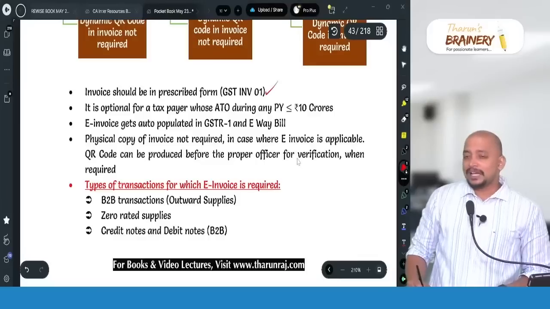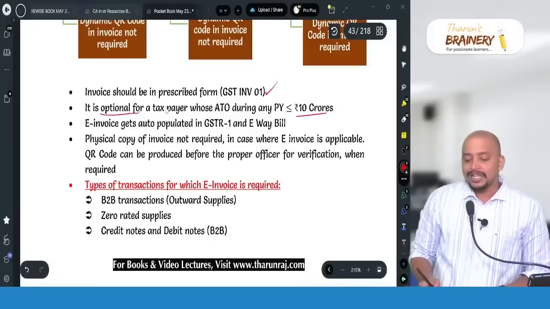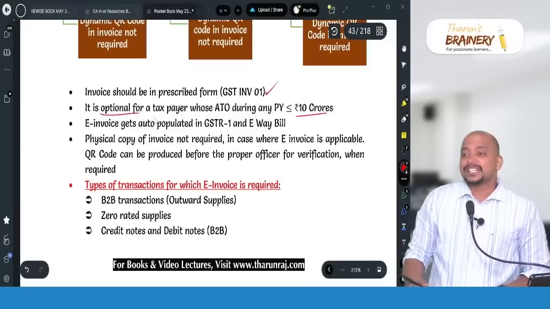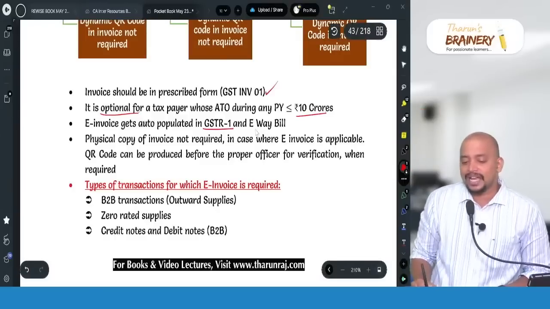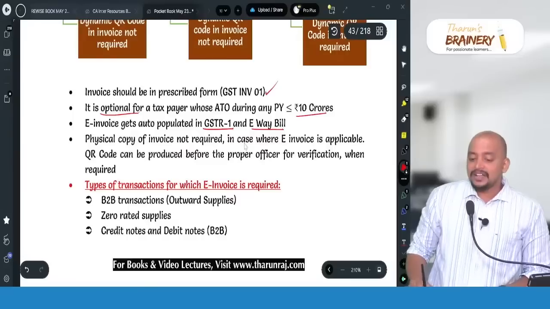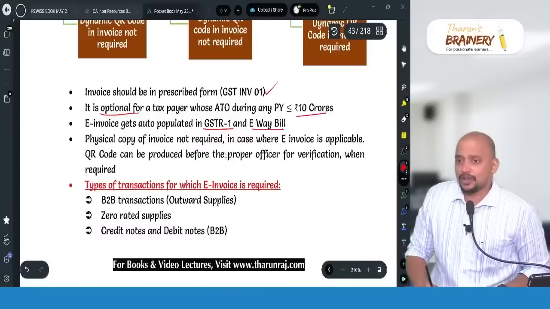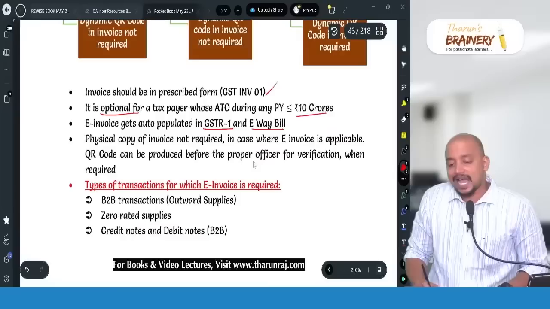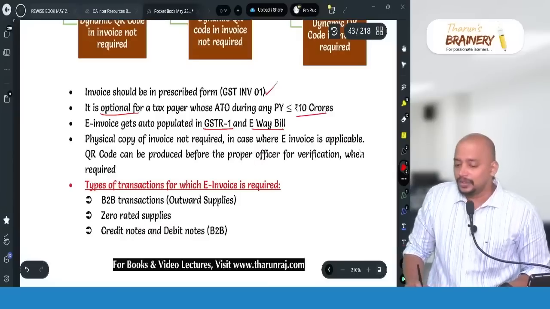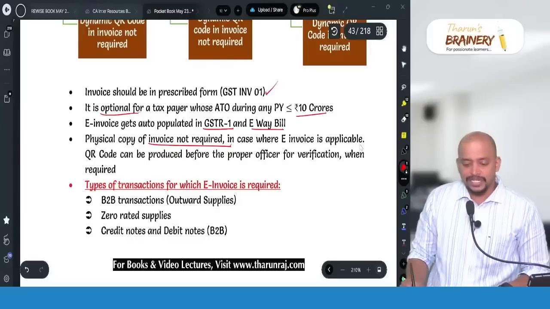And suppose my aggregate turnover in any previous year does not exceed 10 crores, even then can I prepare an e-invoice? Yes, it is optional. And whenever I prepare an e-invoice, what is the advantage of that? The data will automatically go into GSTR1 and the e-way bill portal. Then is a physical copy of the invoice required when e-invoice is generated? No. Generally a physical copy of the invoice is required, right? Original, duplicate, like that. So should that be carried when e-invoice is applicable? No. Physical copy of the invoice is not required where e-invoice is applicable.